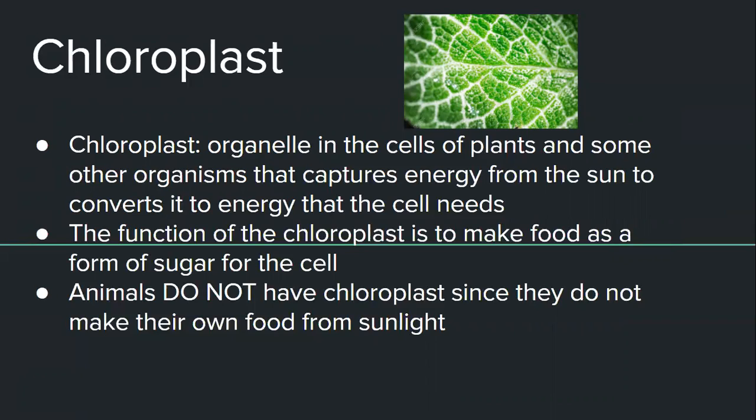Animal cells do not have chloroplasts because animals eat food instead of making their own food from sunlight. So remember, chloroplast is just making food for the plants. We consume food, we eat other animals, we eat plants, so we're getting this energy through a food source. But plants don't do that.